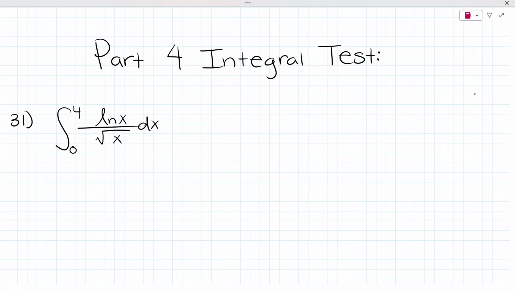So let's move on to 31. We have the integration from 0 to 4 of ln of x over square root of x dx. Can we do u substitution? I don't think so.